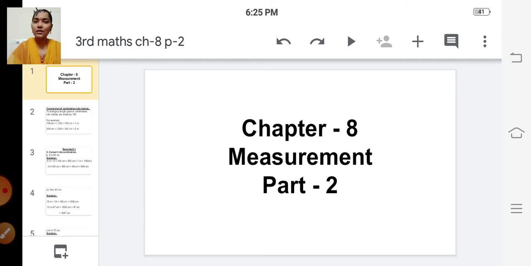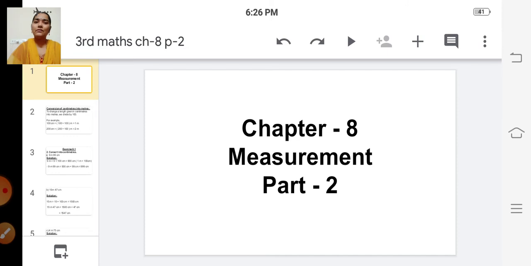So to convert the bigger unit into a smaller unit, we have to multiply. Okay, so to convert the bigger unit meter into the smaller unit centimeter, we have to multiply by 100. Okay, multiply by 100. So these are all the things we have learnt in the previous class, right?